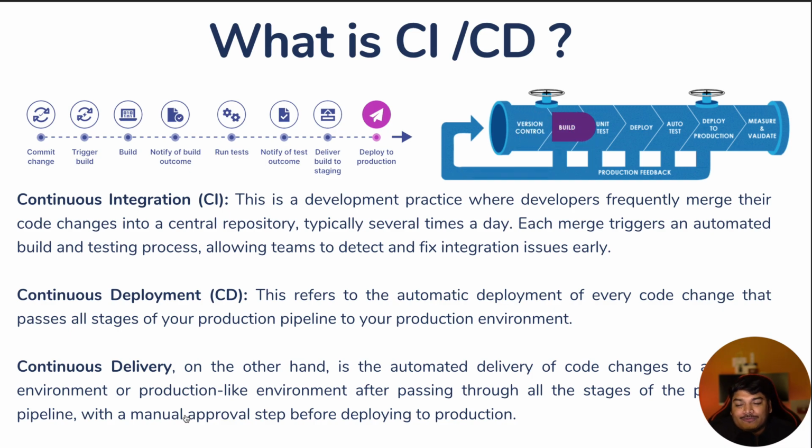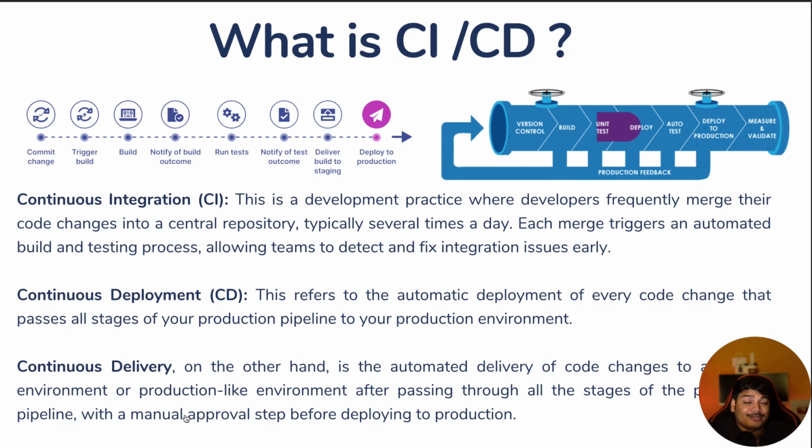Okay. So the first one is continuous deployment, which refers to the automatic deployment of every code change that passes all stages of the production pipeline to the production environment, which means that you're confident in your code and your testing process, and you're allowing that after the CI phase is done, your build is generated, all testing is done, you're happy with it, it will automatically go to the production environment.